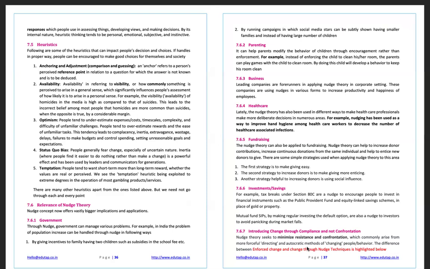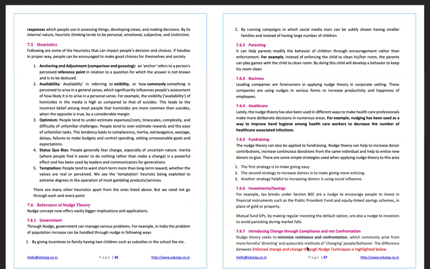ठीक है, तो following are some of the heuristics that can impact people's decisions and choices. If handled in a proper way, people can be encouraged to make good choices for themselves and society. Anchoring या adjustment करना. An anchor refers to a person's perceived reference point in relation to a question for which the answer is not known and is to be deduced.